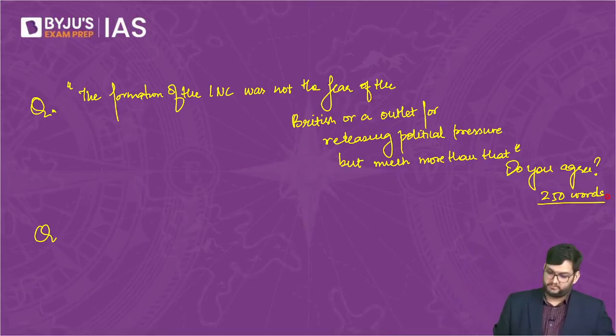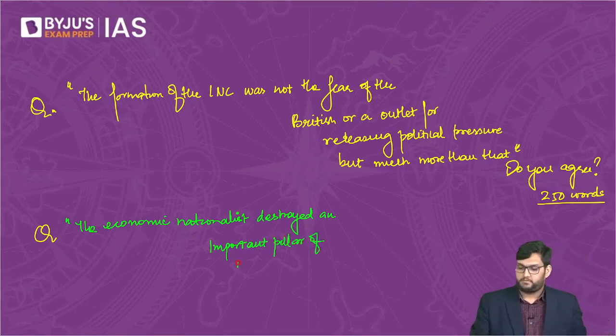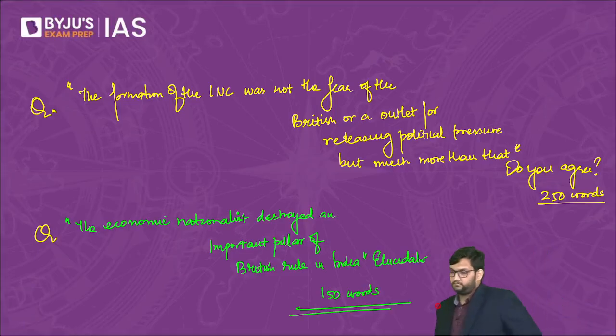Now, second question. The economic nationalists destroyed an important pillar of British rule in India. Elucidate. Can you write the second question?